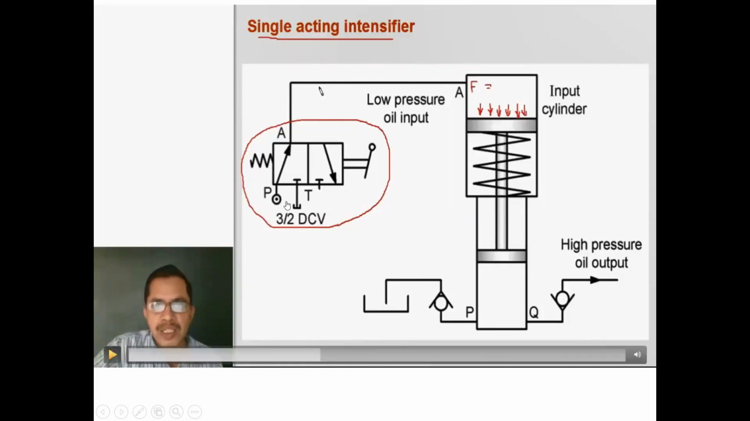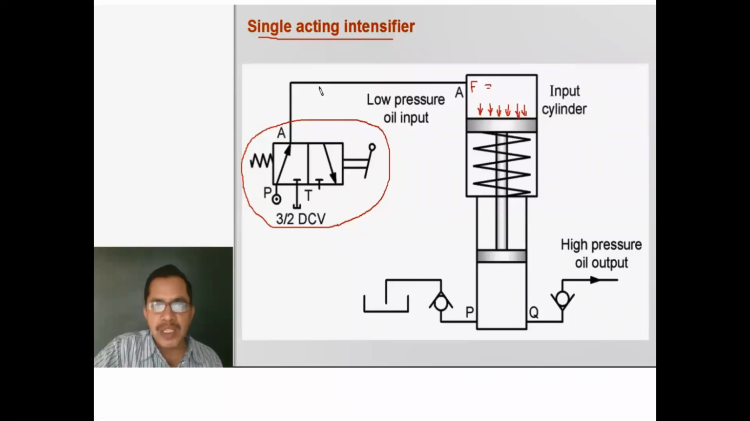Here what has happened is that at this point P, the pump is connected. This pump pressurizes this oil, and it passes through this line and comes here, and at that point this pressurized oil forces this piston to move down. And what will be the force applied by this oil? It is P1 into A1. P1 and A1 are the pressure and area at the input cylinder.